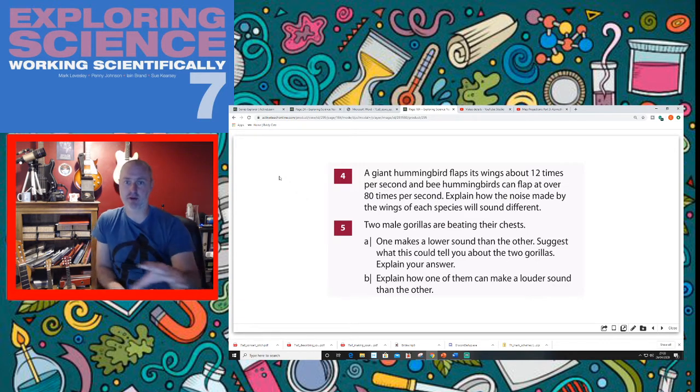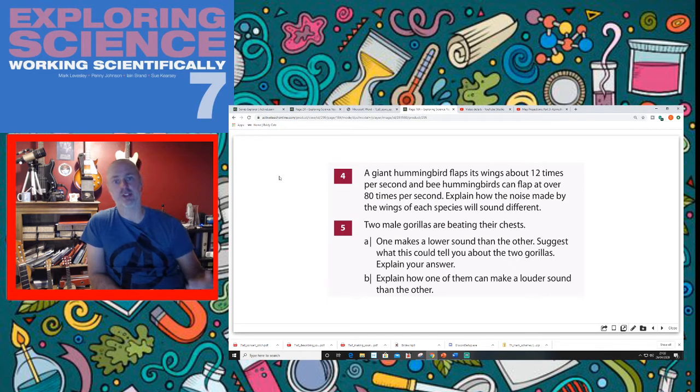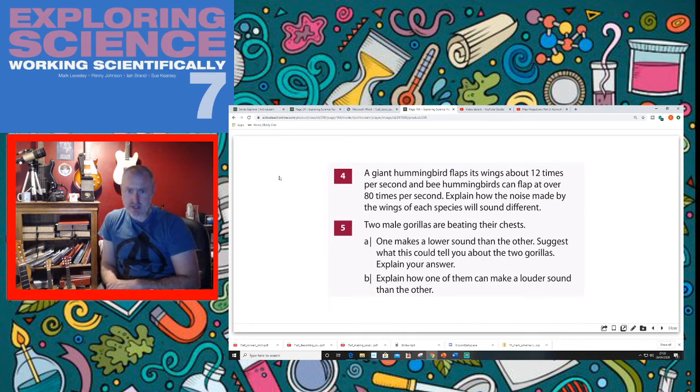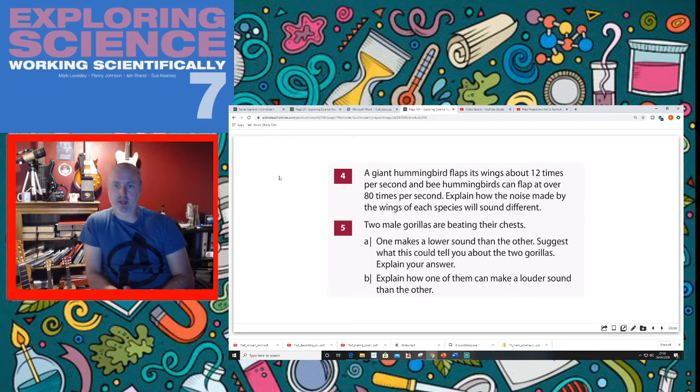We're not going to talk about volume. We haven't got the information in the question to know which is going to be louder. We just know it's going to be a higher pitch note, not necessarily a louder note. So don't assume that higher pitch equals louder. It's not true. Two male gorillas are beating their chests. One makes a lower sound than the others. Suggest what this could tell you about the two gorillas.